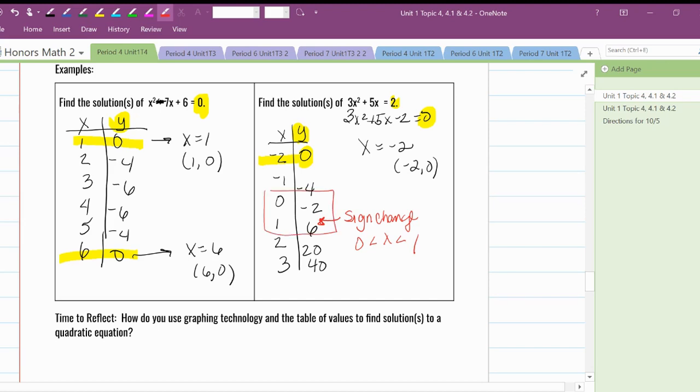So now I'm going to use the feature of the graph to find the 0. I'm going to set my left boundary at 0, my right boundary at 1, and I'm going to tell the calculator to find the 0. It is looking for the sign change, and it tells me that x is 0.3 repeating, which I know is 1/3. So this is my other solution and my other x-intercept.